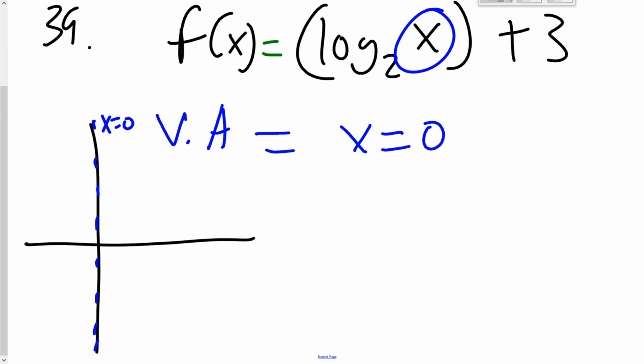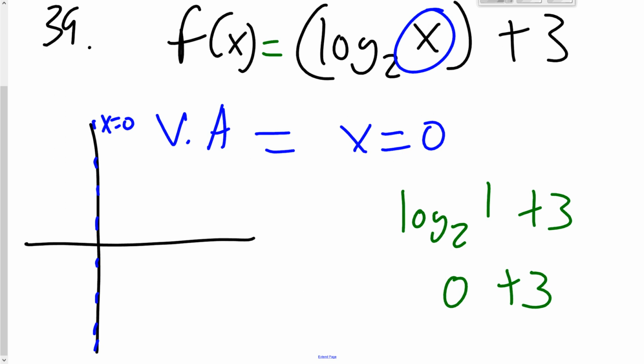Well, you can go ahead and pick some numbers. We know we can't pick 0 because that's our vertical asymptote. How about 1? So what's log base 2 of 1? 2 raised to what is 1? 2 raised to 0 is 1. Now we can add 3 to that, and so we get 3. So I picked 1, and I got 3 as my y, so (1, 3).